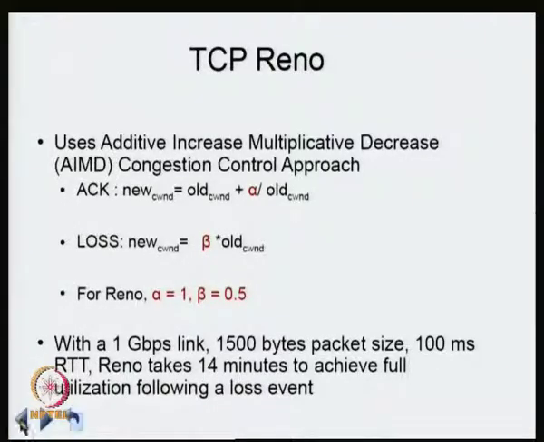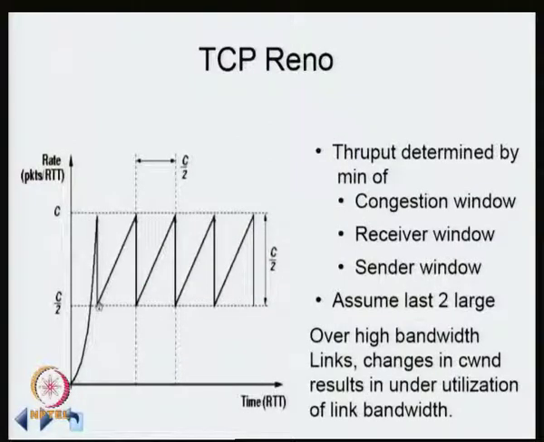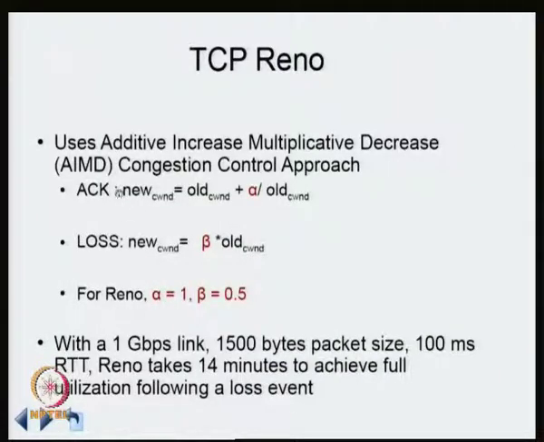That means that in the previous example, suppose I am here, I suffer a loss event, I come down here, it will take me 14 minutes to get to this. It is excruciatingly slow. So, this additive increase is a bit too slow. So, people wanted to see if it is possible to do something better.